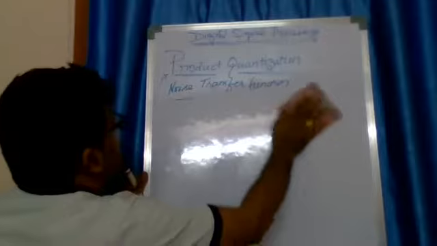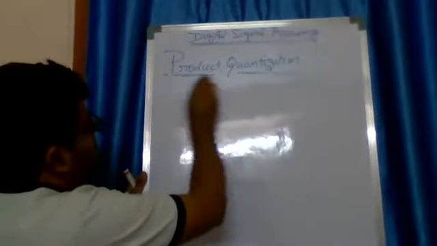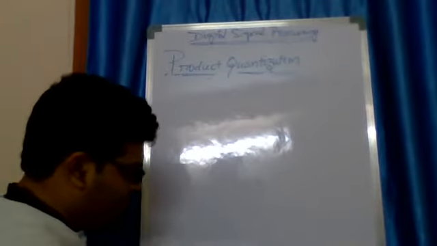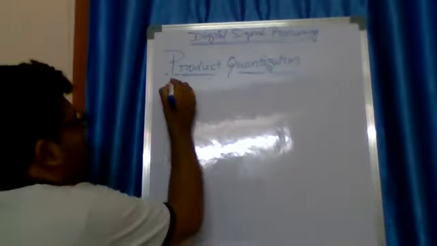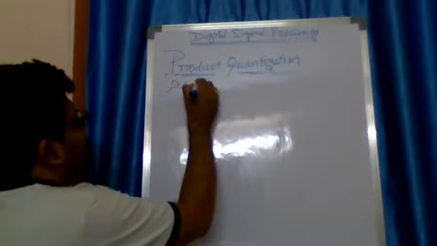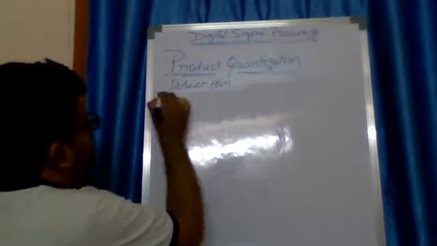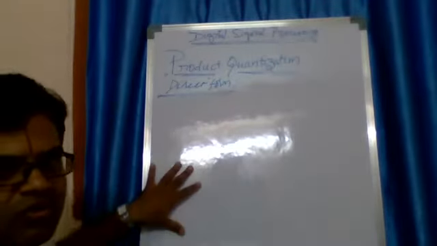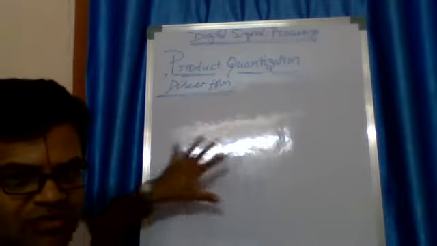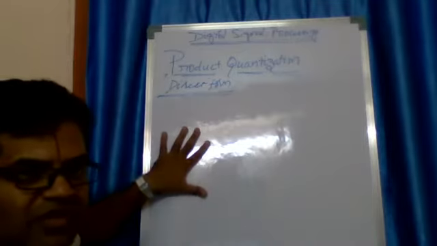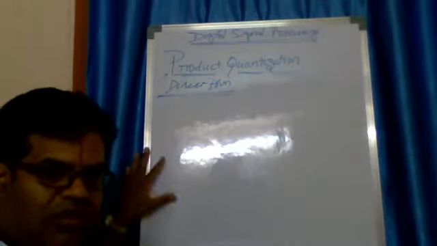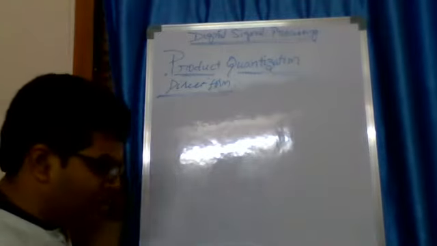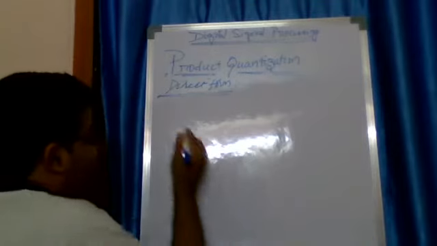This product quantization can be represented with respect to the direct form realization structure as well as the cascade form realization structure. We will see only the representation. We are not going to derive any expression or solve any problem using this, but rather just have a look at how we can represent the product quantization using the direct form structure as well as the cascade structure.